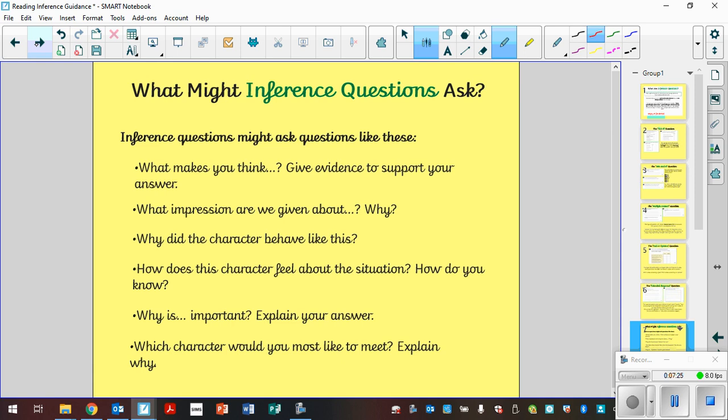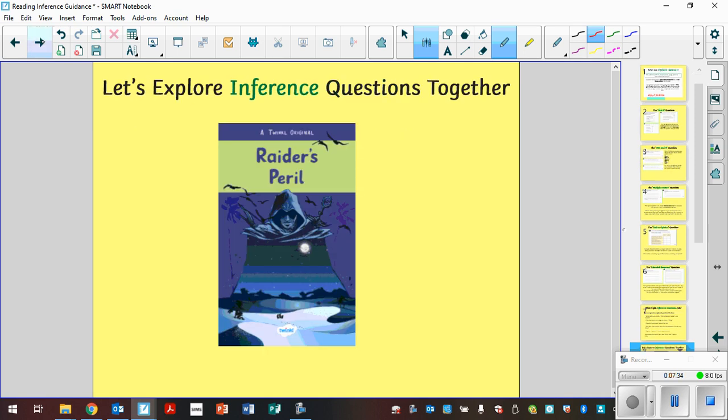Like I said at the beginning, those answers aren't going to be in the text like those retrieval type answers are. You are being that detective, trying to work out what you have read and what that could suggest about something. Now, we're used to this. Now is your opportunity to have a go.